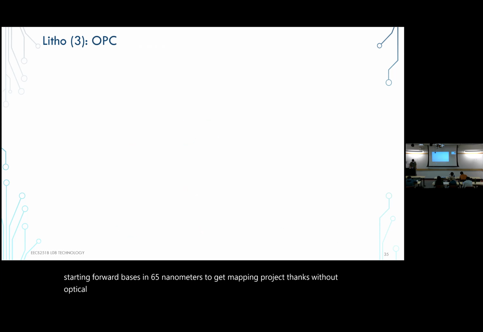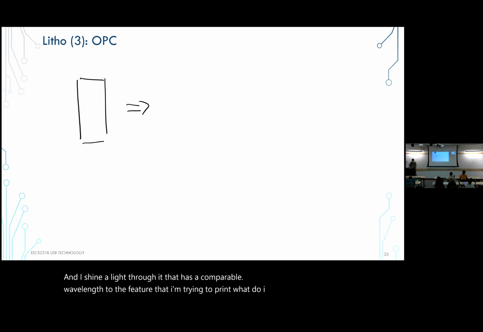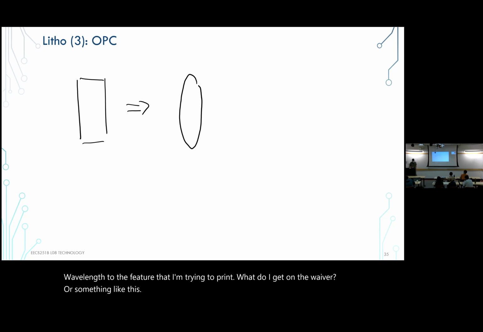What does this mean? If I draw this in my layout, and I shine a light through it that has a comparable wavelength to the feature that I'm trying to print, what do I get on the wafer? Something like this. But that's not what I want. I want my nice looking transistor.